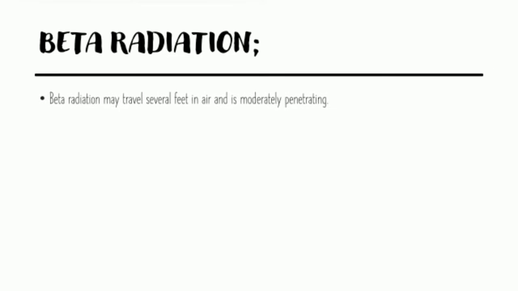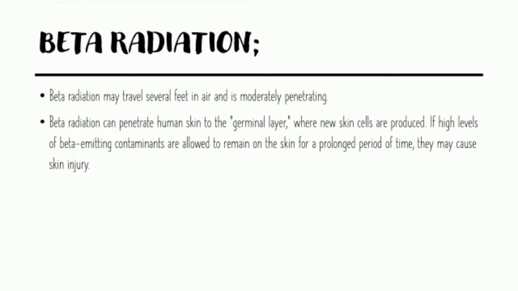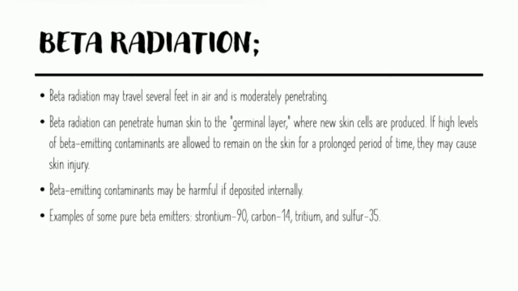The second one is beta radiation. Beta radiation may travel several feet in air and is moderately penetrating. Beta radiation can penetrate human skin to the germinal layer where new skin cells are reproduced. If high levels of beta emitting contaminants are allowed to remain on the skin for a prolonged period of time, they may cause skin injury. Beta emitting contaminants may be harmful if deposited internally. Examples of some pure beta emitters: strontium 90, carbon 14, tritium and sulfur 35.